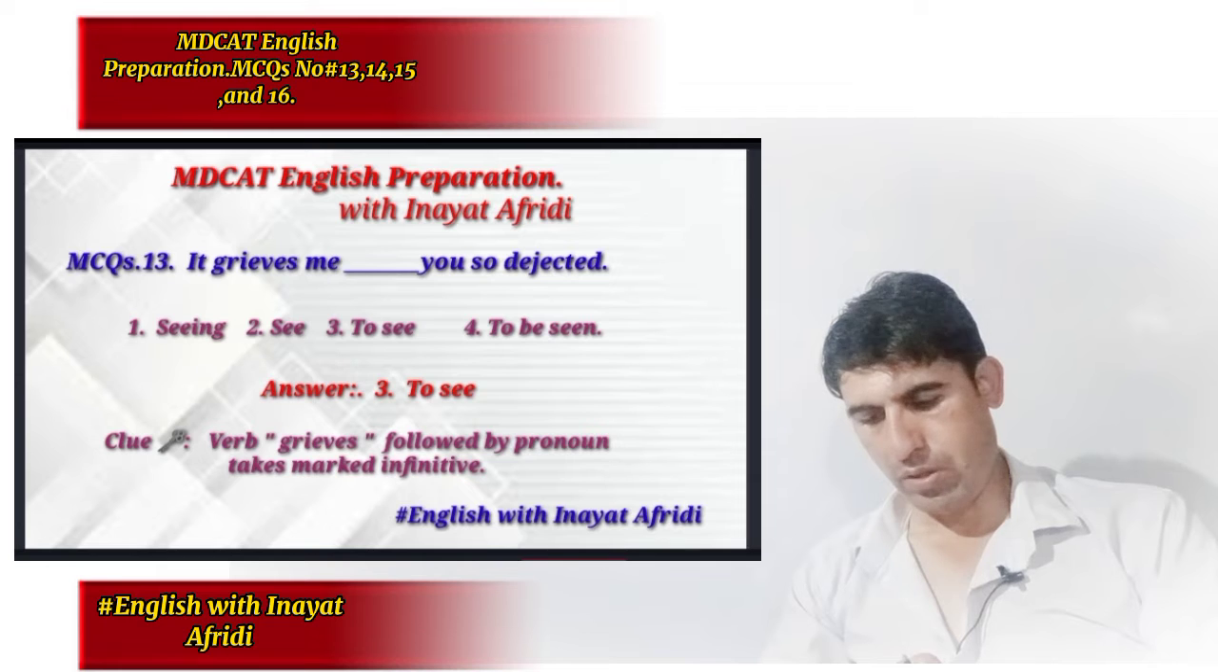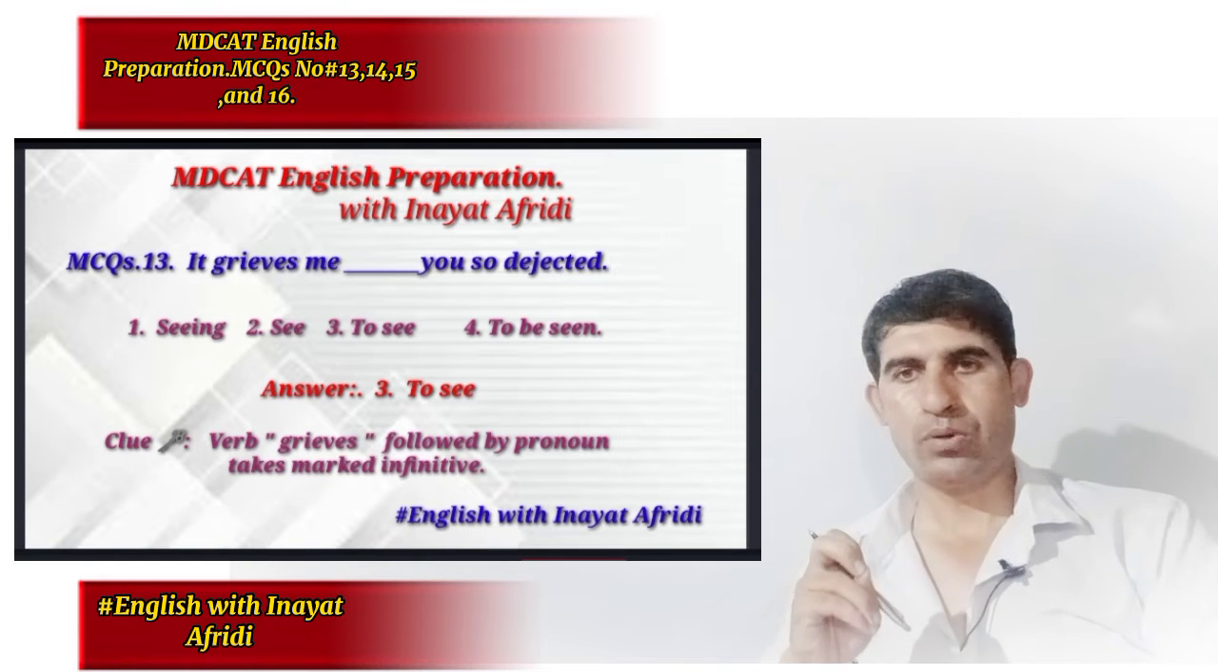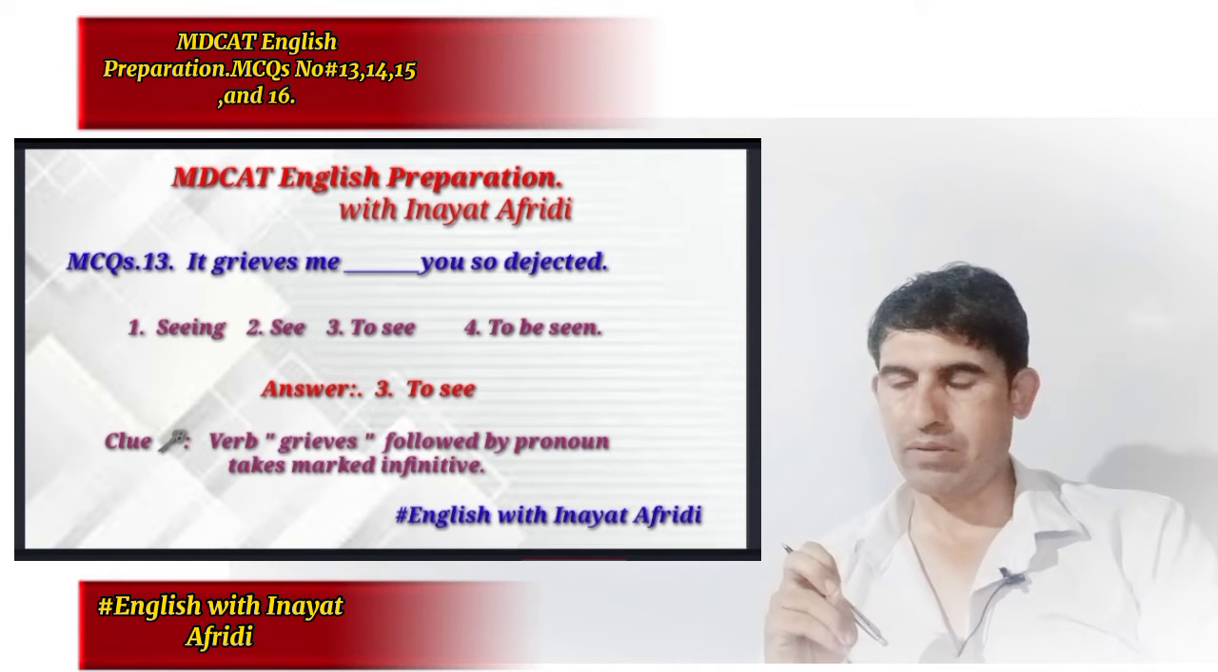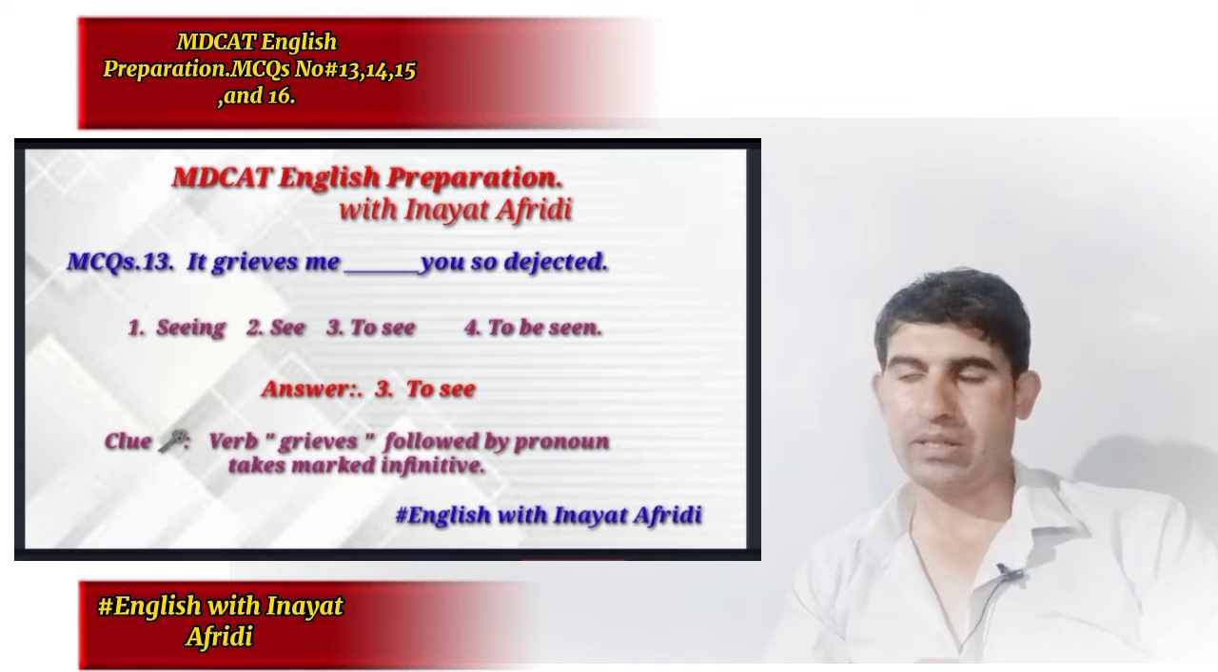Now, if you look at the options, option number 3 grammatically agrees with the statement. So the correct statement becomes, "It grieves me to see you so dejected." So we put the marked infinitive in the blank. Now, the clue: the verb grieves followed by a pronoun takes the marked infinitive.